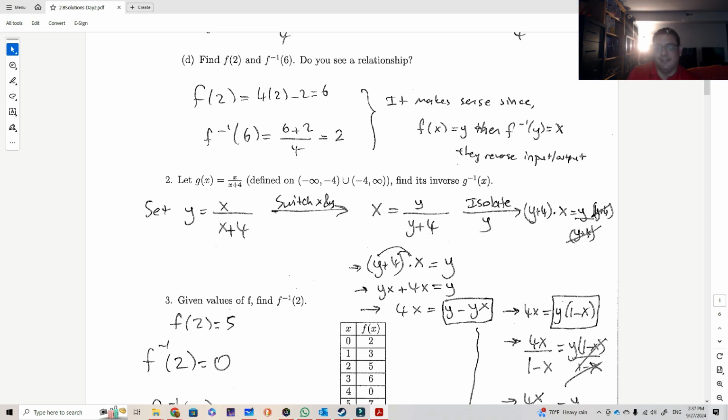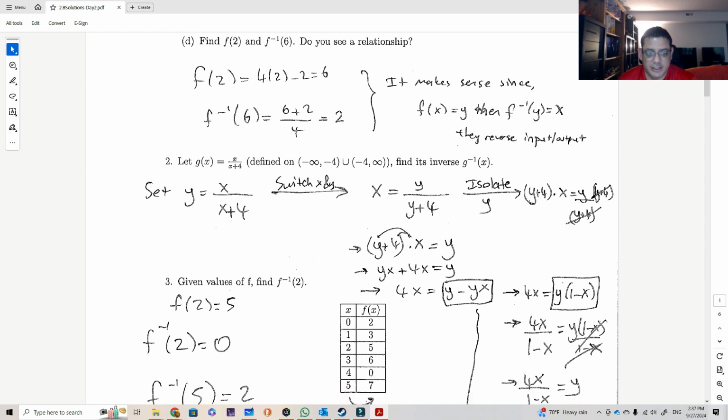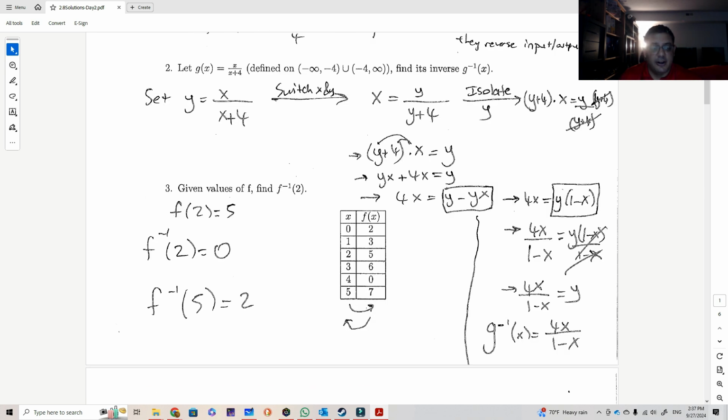So notice that this is a little bit more difficult than the common process that we do for normal finding the inverse. This requires a little bit more algebra and a little bit more equation solving. But we are essentially doing the same process. The process behind is just switching input with output and then isolating y to be able to find the inverse. In general here, our function g minus 1 then is going to be defined by 4x over 1 minus x.